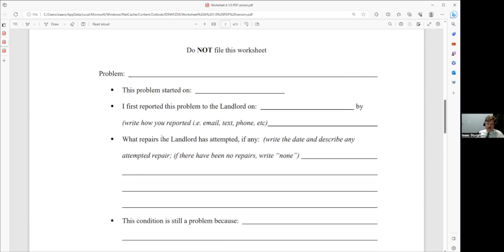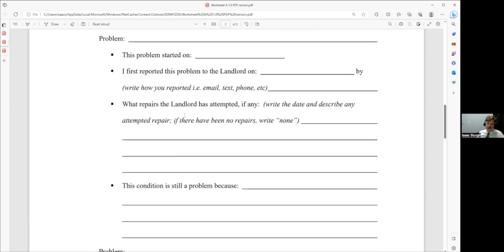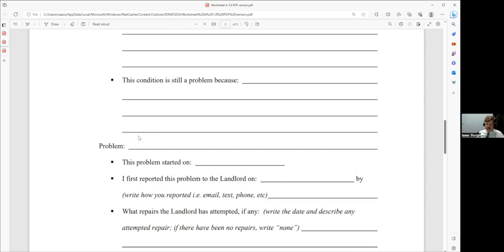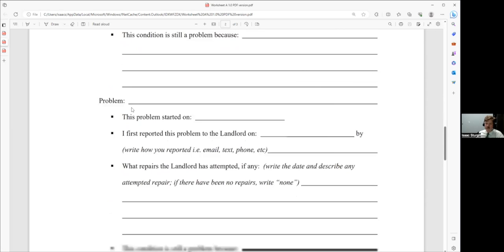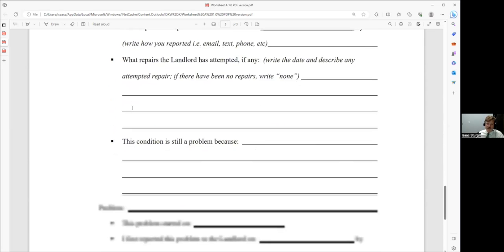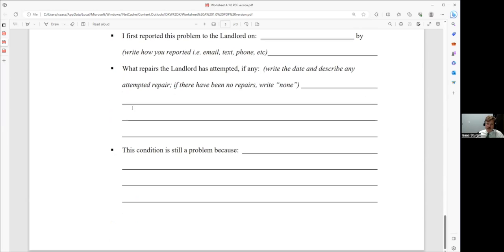So these are just some things that the tenant can go through to try to help, again, stay organized. And there's places on here, so it just repeats itself, right? So for each problem or each bad condition, this worksheet gives you space to kind of take some notes on that to help stay organized for the trial.